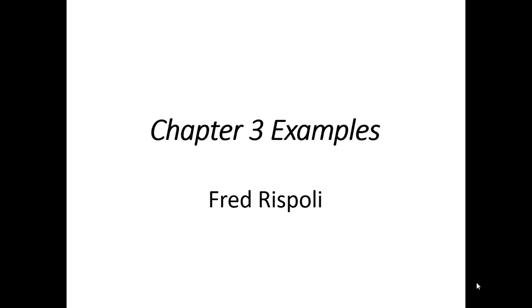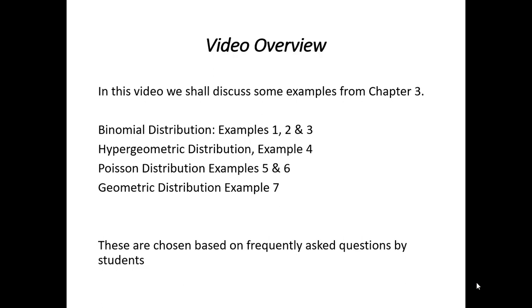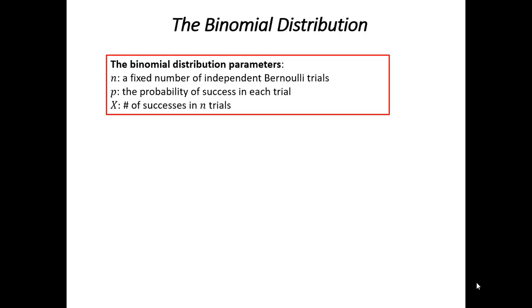In this video, we're going to look at examples from Chapter 3 of On's book. In particular, we're going to look at the following discrete probability distributions: the binomial, the hypergeometric, the Poisson, and the geometric distribution. I will cover some frequently asked questions by students. We begin with the binomial distribution.